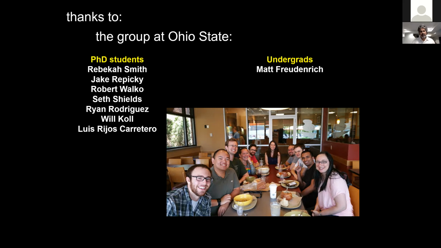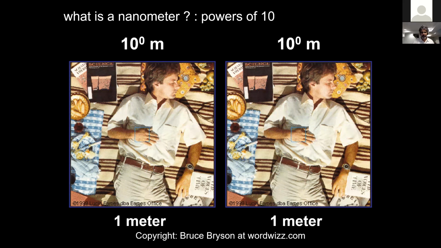Okay, so just for a sense of scale, I like to show this because it shows what the nanometer scale is in addition to things that we might be more familiar with, such as the macro scale. And this is a guy that's passed out on a picnic blanket. Look, he's been reading Science magazine, so that's probably why he's asleep.